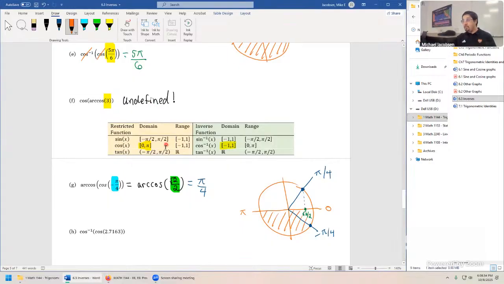Essentially, anytime you compute any cosine inverse whatsoever, think in terms of this full table right here to always get on the right track. So on part E, we know function inverses with their functions should cancel, but the only reason this came out as exactly 5π/6 is because the input 5π/6 is in the domain of the restricted function.